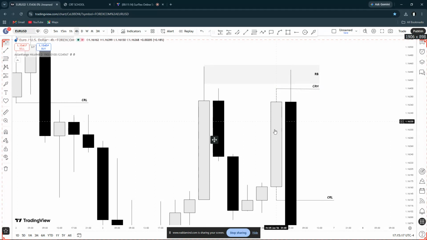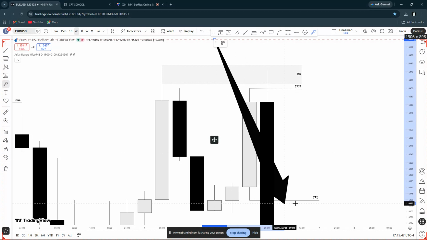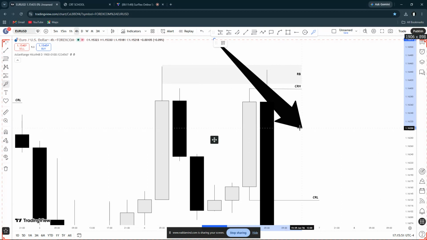Price created a range, and the second candle cleared the high of the first candle, traded into a rejection block. Remember, a rejection block is one of my key levels, and it is very powerful to take trades from there. You can see how price distributed immediately from that rejection block, targeting the candle range low. So this is how price moved from swing high to targeting swing low.